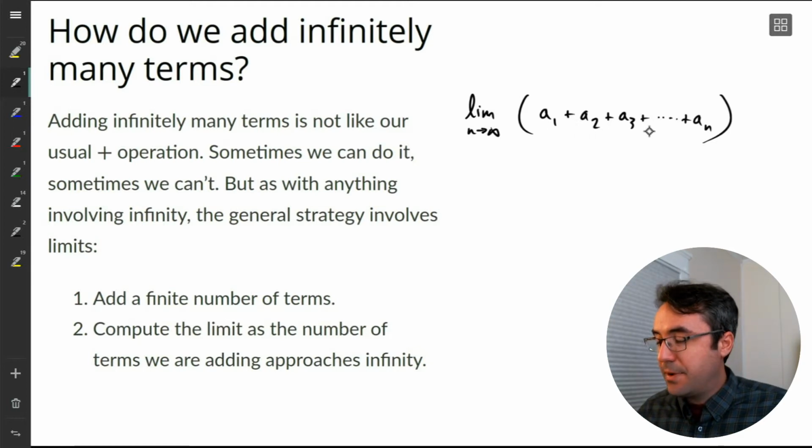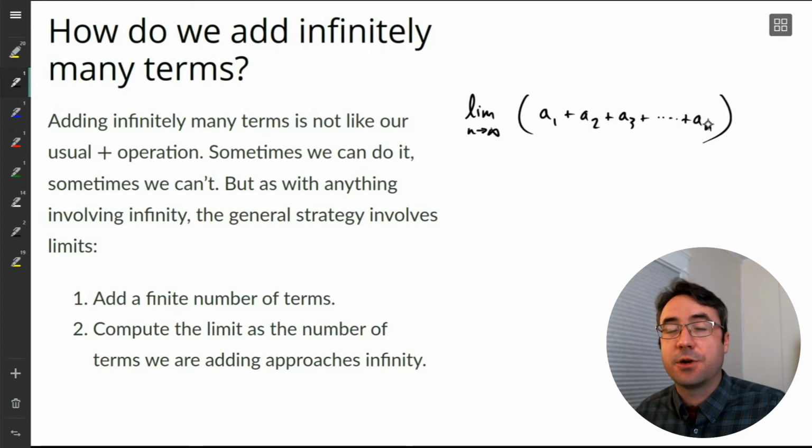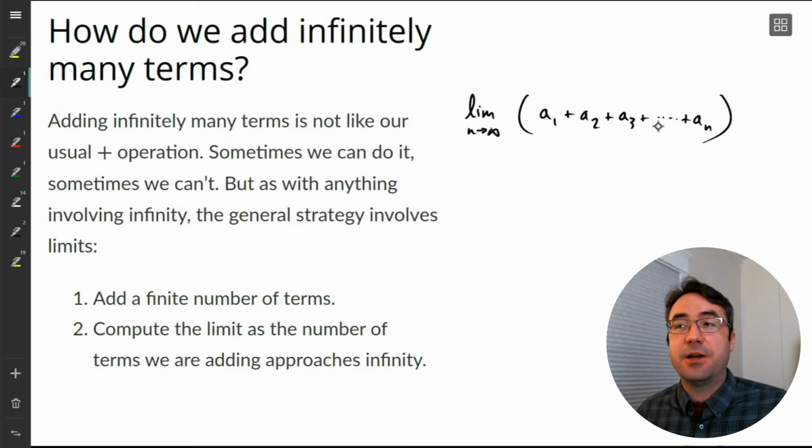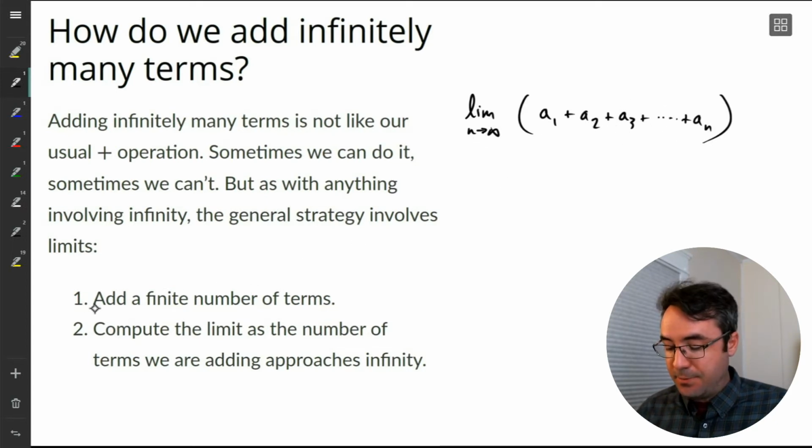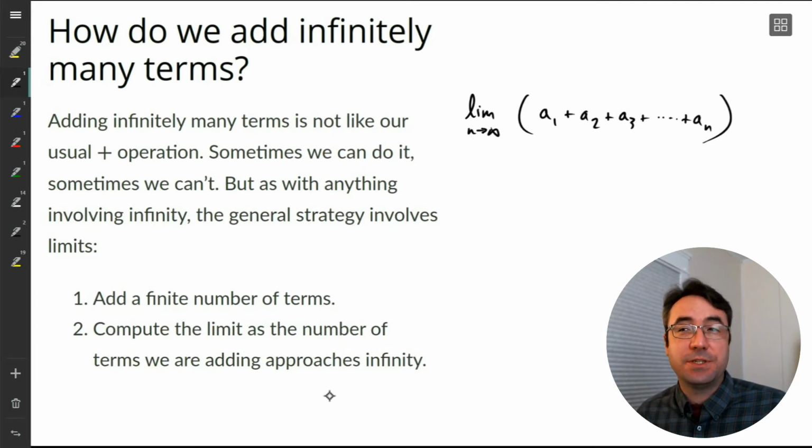And we're using that same idea here. Instead of adding up an infinite amount of terms, we're going to add up a finite number of terms. That we actually can do. We know how to add up a finite number of terms. That's our regular addition. But then we're going to take the limit as n goes to infinity, as we add more and more terms. So step 1 is to add a finite number of terms. Step 2, we compute the limit as n, the number of terms we're adding together, approaches infinity.